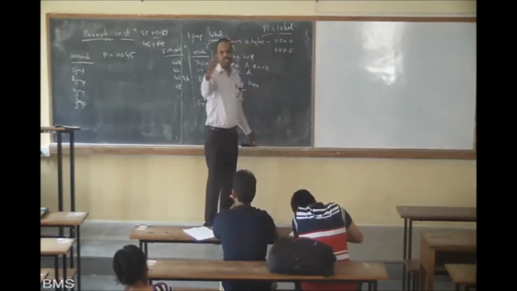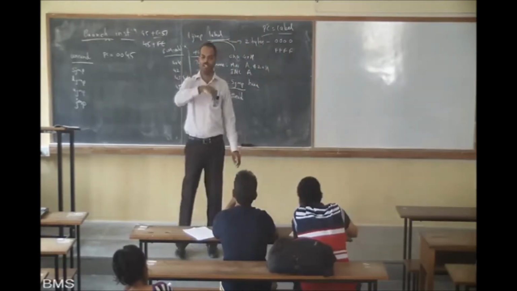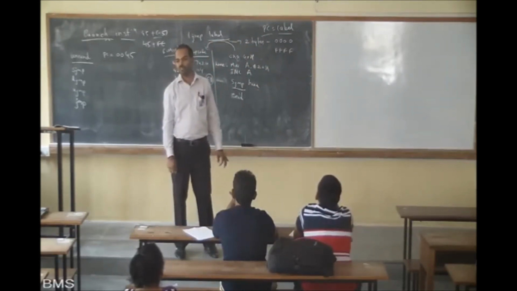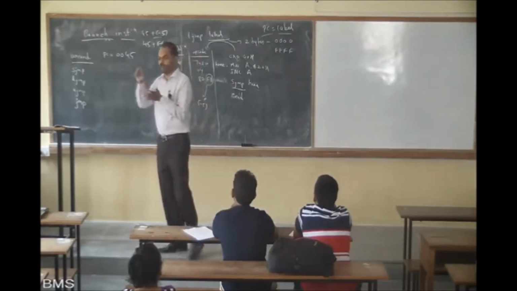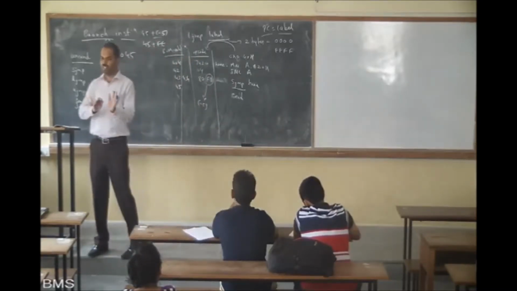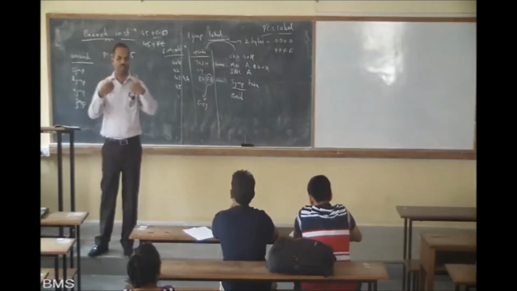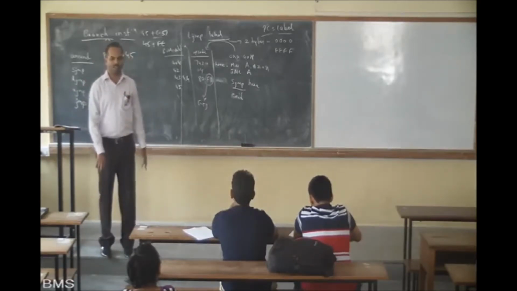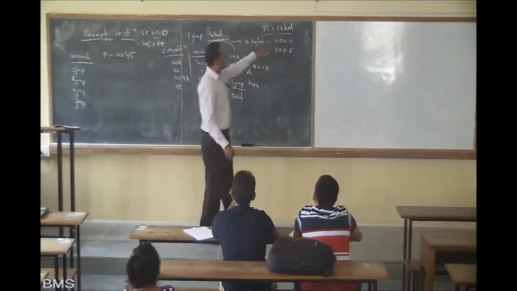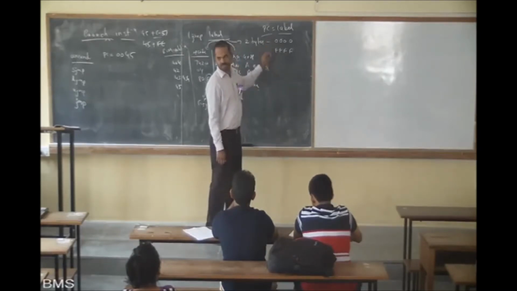It directly puts the PC value, replaces the PC value with the label. Previously it was PC plus label. Now PC itself will become the label, or the label will become PC. What is the advantage? It has access to 64 kilobytes of memory.